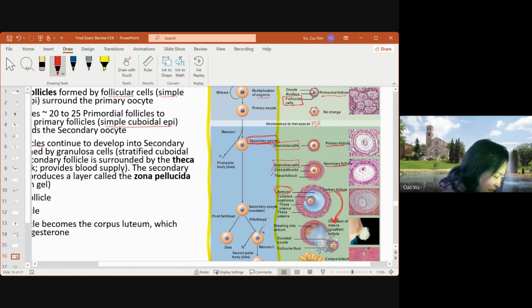Exactly. So the theca folliculi is the husk that forms on the outside, and the zona pellucida is the one that surrounds the ovum. Okay. And between them, you have the antrum. Now the antrum is significant because that's going to build pressure so that when it's time, that follicle is going to rupture and release the egg out.